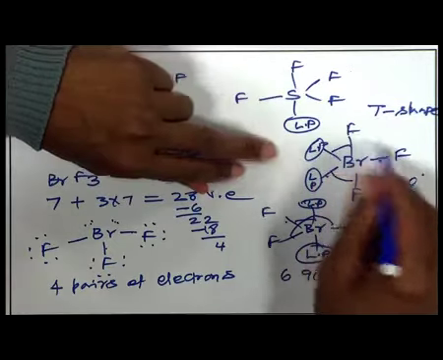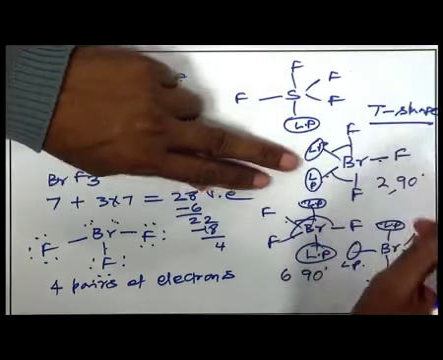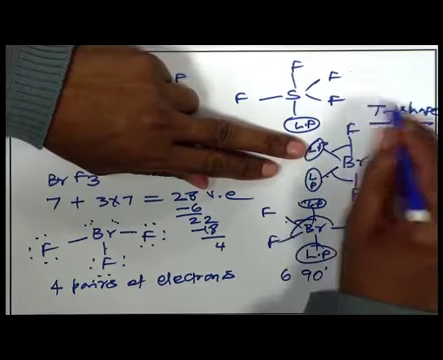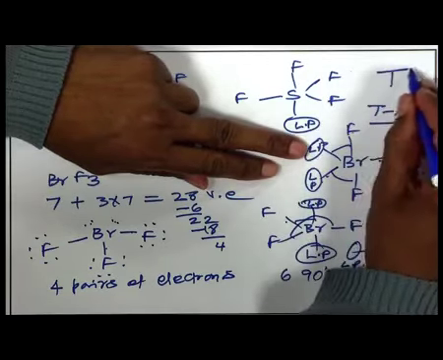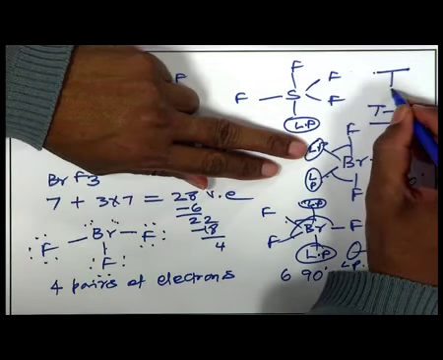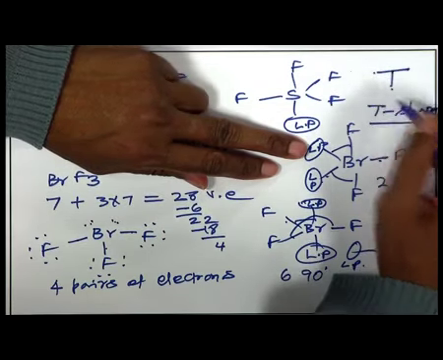So that's why the shape of this BrF3 is a T shape. It's a T shape because it looks like a T. This is a T. So this is one terminal atom, this is another terminal atom, this is another terminal atom, and this is the middle atom. So it's a T shape.